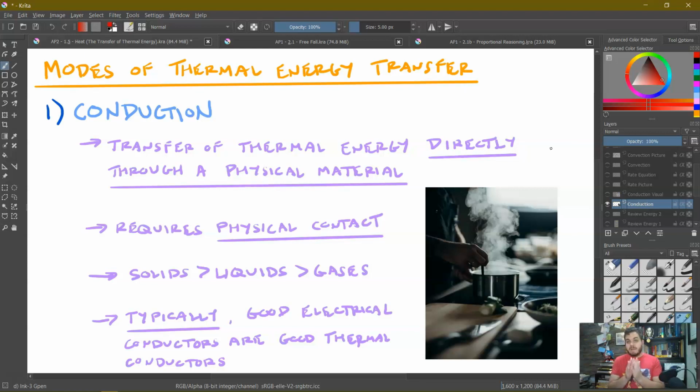Solids are very closely packed together, so a change in thermal energy of solid particles quickly affects solid particles close by, whereas liquids are a little more spread out. That doesn't happen quite in the same way, and gases are way more spread out, so it's actually pretty hard to conduct heat through a gas in this way. Additionally, typically speaking, good electrical conductors are also good thermal conductors. So things like metals are fantastic thermal conductors.